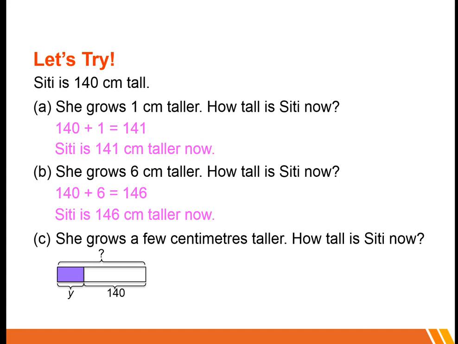Okay, she grows a few centimeters taller. Now, you do not know the actual number, so we can represent it by y. Now, if you want to represent it by x, that's up to you. Okay, if you represent this few centimeters by y, then eventually how tall Siti is, that will be (140 + y) cm. Okay, and then remember to put the bracket.